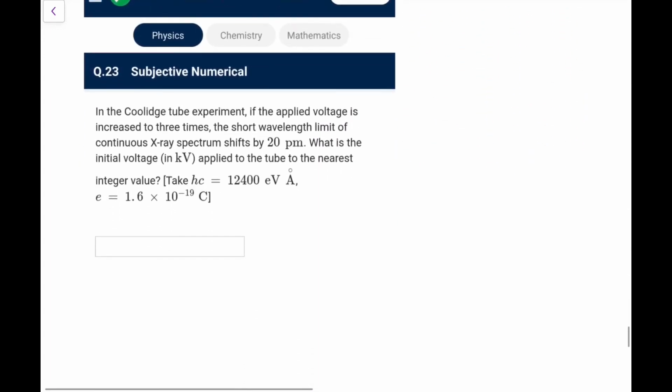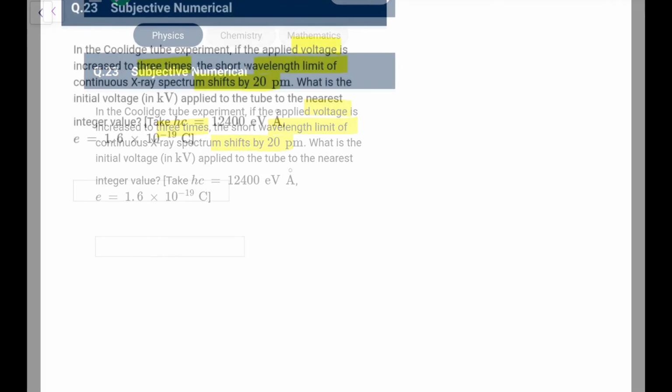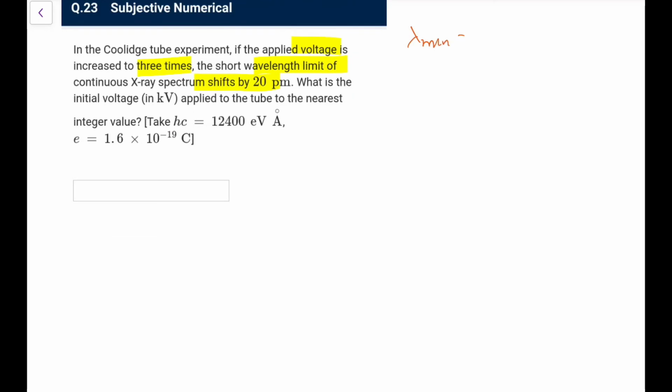Next, in the Coolidge tube, that is the X-ray production experiment, the applied voltage is increased to 3 times and the short wavelength limit shifts by 20 picometer. What is the initial voltage applied? You know that lambda min is equal to hc by eV. So if you triple the voltage, lambda will become 1/3. So initial was lambda naught, final was lambda naught by 3, and this shift is given as 20 picometer.